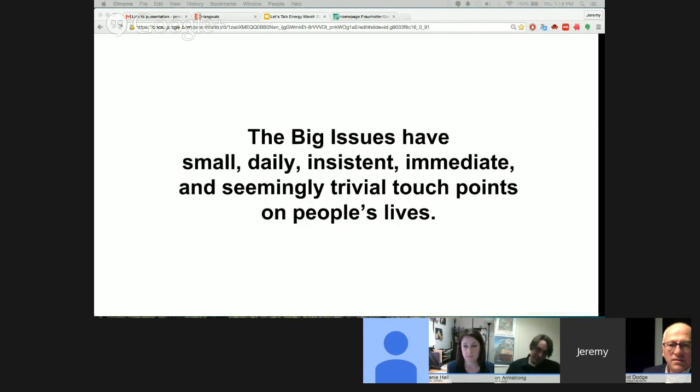So the thing you have to remember with sharing content is that you have big issues that you're discussing, especially in energy, but people have small, daily, insistent, immediate, and seemingly trivial touch points every day that happen to them. And you can engage them at those small, trivial touch points with your big issues by drawing those connections.